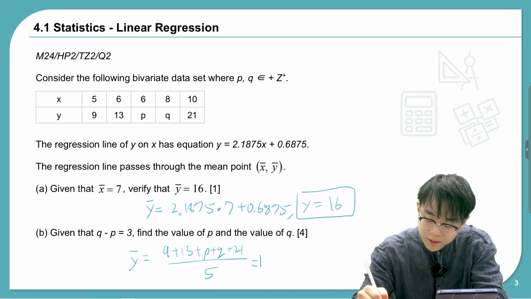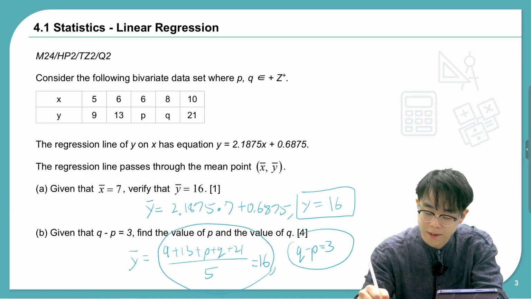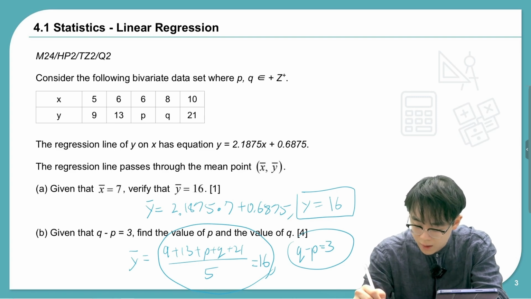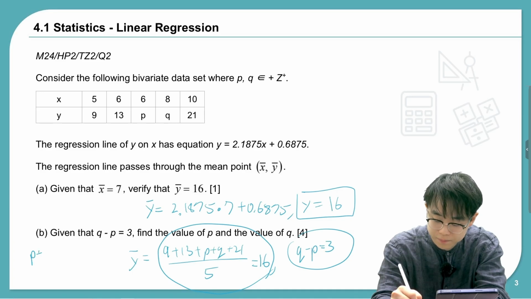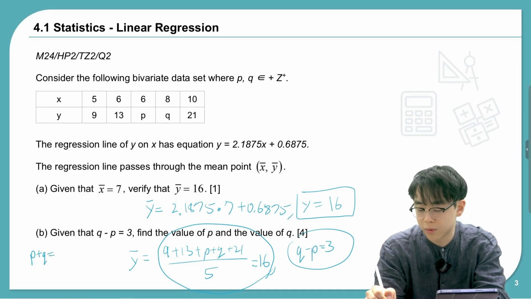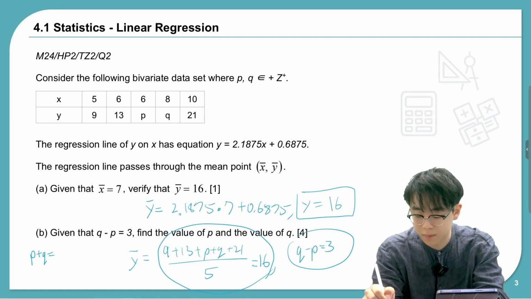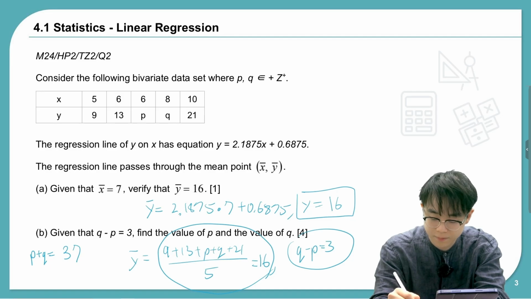And we were given in the problem that q minus p is going to be 3. So we just need to tie these two together and solve the system of equations. For the first part, we could say p plus q is going to equal 80 minus 21 minus 13 minus 9. So that's going to be 59 minus 22, which is 37. So p plus q is going to be 37.